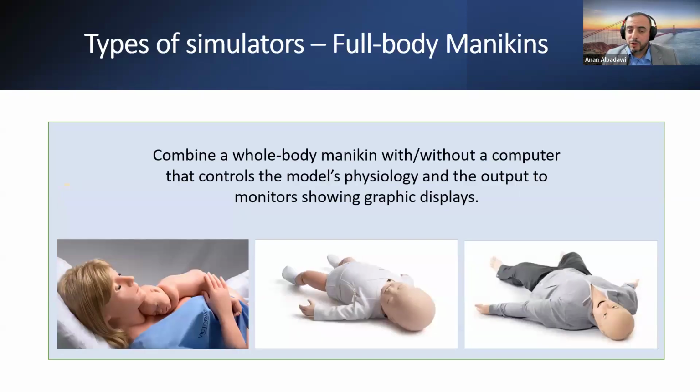So then full body mannequin. The full body mannequin can be a high-tech mannequin or a mannequin without any technology.